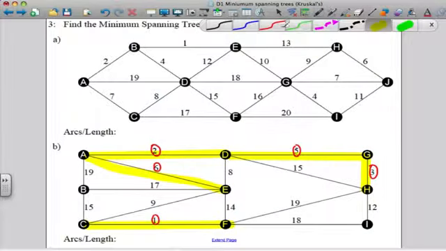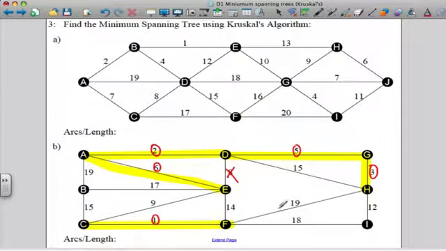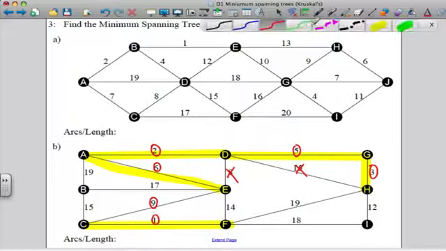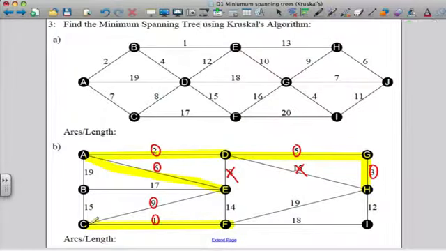Okay, now things start getting slightly tricky. Although 8 is the smallest one left, if I included it, it would create a cycle. This 15 would create a cycle. What else would create a cycle? Anything else in here that would create a cycle? Nothing as such yet. So the smallest of 19, 15, 17, 9, 14, 19, 18 and 12 is the 9. So I'll take that 9 and I'll include it.